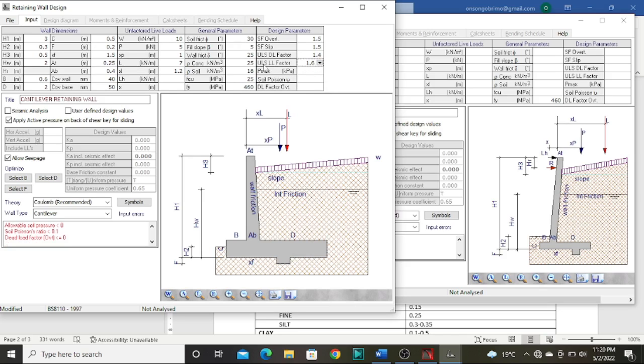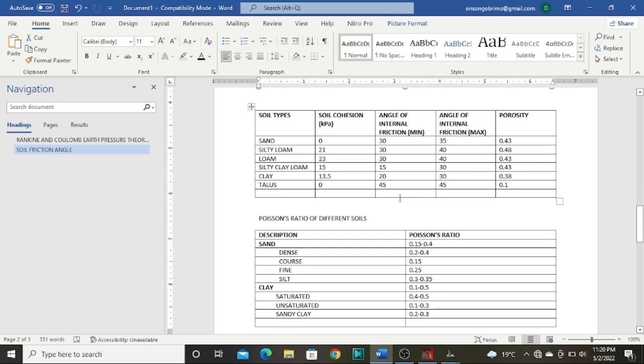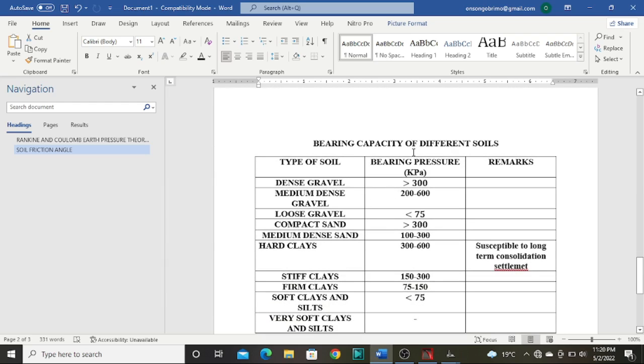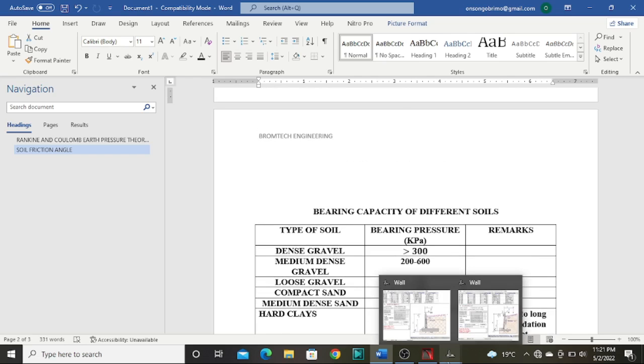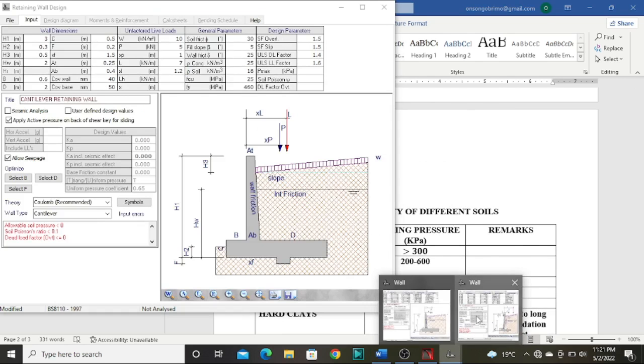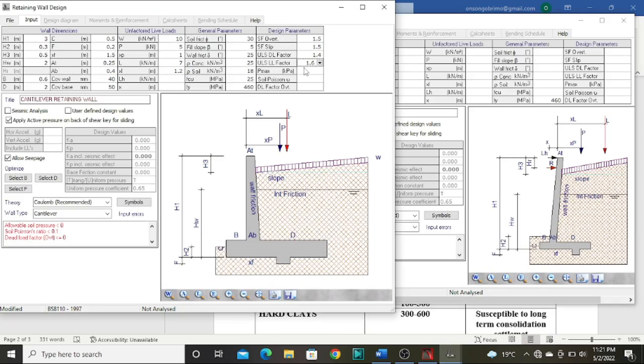Then Pmax is also very important. This is the maximum bearing capacity of your soil, and we have different soils with different bearing capacities. From observation, and remembering that we designed for sand, medium dense sand has 100 to 300 kPa of bearing pressure. Therefore, let's choose 300. That is it. Let me open the board. Yeah, so let's use 300 kPa.